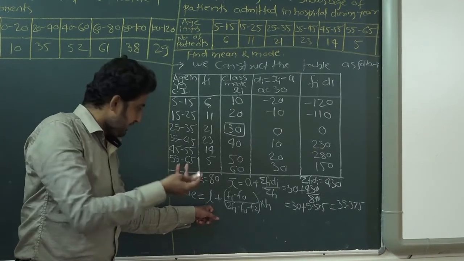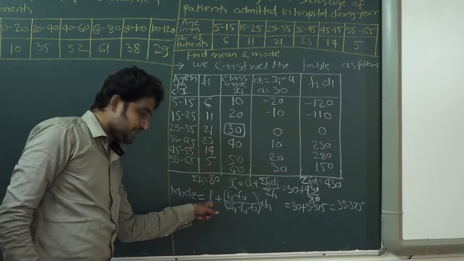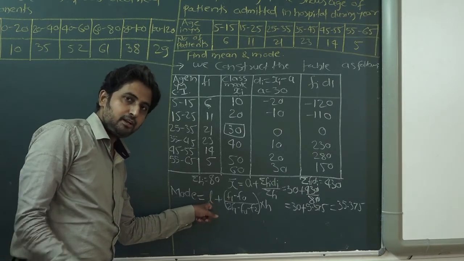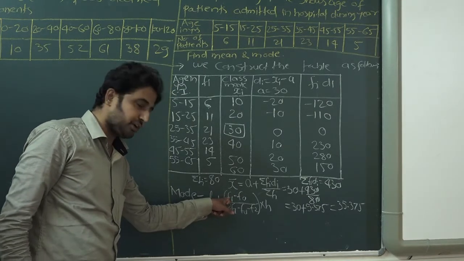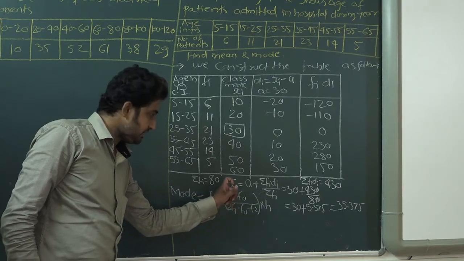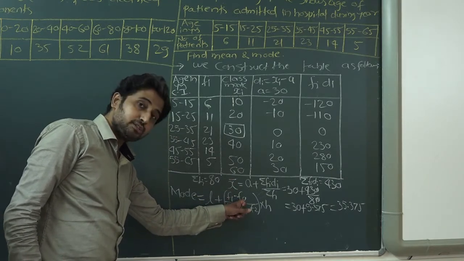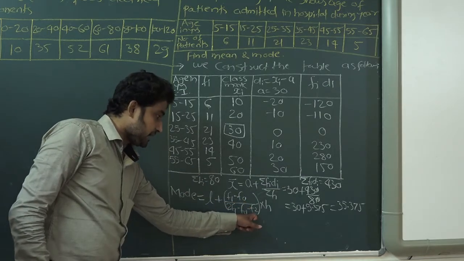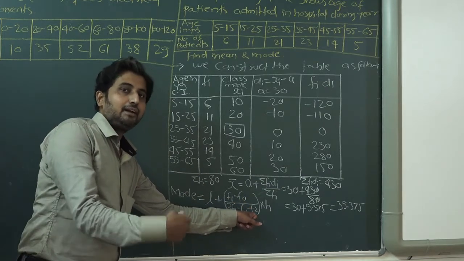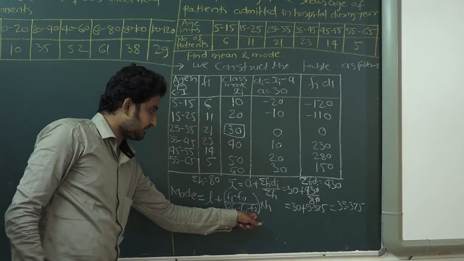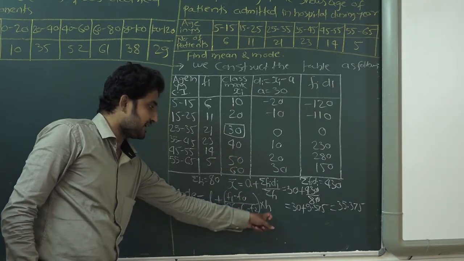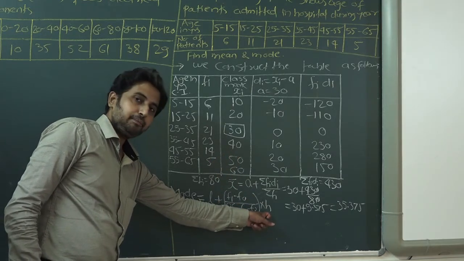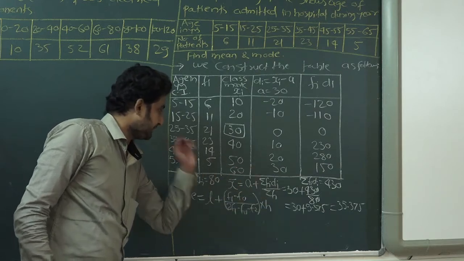Now let me define some terms here. L is the lower limit of the modal class. F1 is the frequency of the modal class. F0 is the frequency of its previous class. And F2 is the frequency of the next class interval to the modal class. And H is the class width.